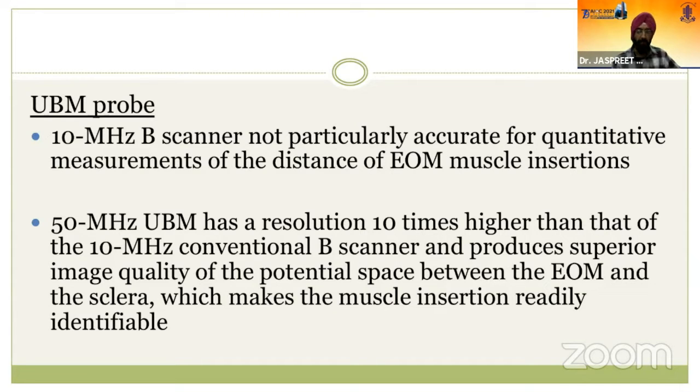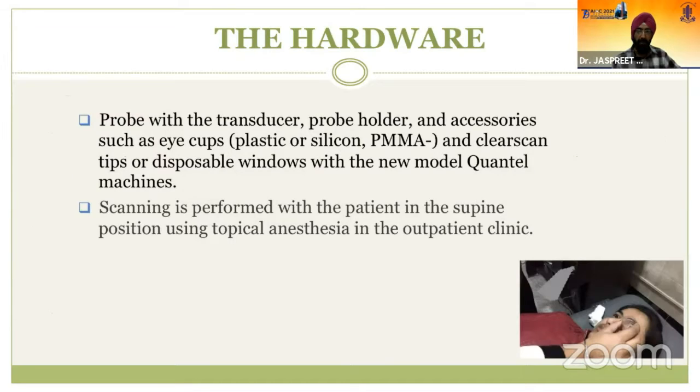As I told you, it has a 10 megahertz scanner. Obviously, the 50 megahertz has a better resolution, 10 times higher. The quality is much better. The field is wider. How it is done is basically it has a probe, which I'll be showing you in my next slide. A transducer probe is held, with accessories such as an eye cup, which were used previously, or clear scan tips, which are now available. Scanning is performed when the patient is in the supine position. It cannot be performed in the sitting position, and it's done under topical anesthesia in the outpatient clinic.